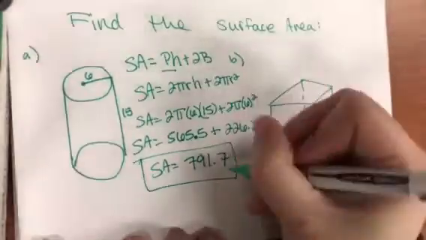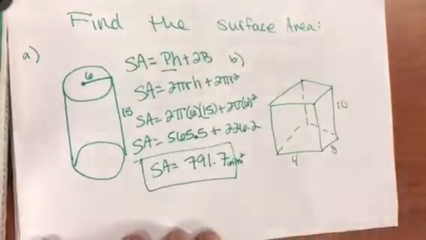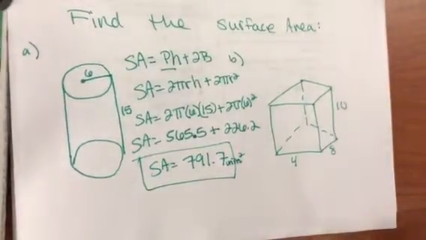Do you put units cubed? Units squared, sorry. Units squared. We talked about that in class. If it doesn't have a measurement, you just put units.